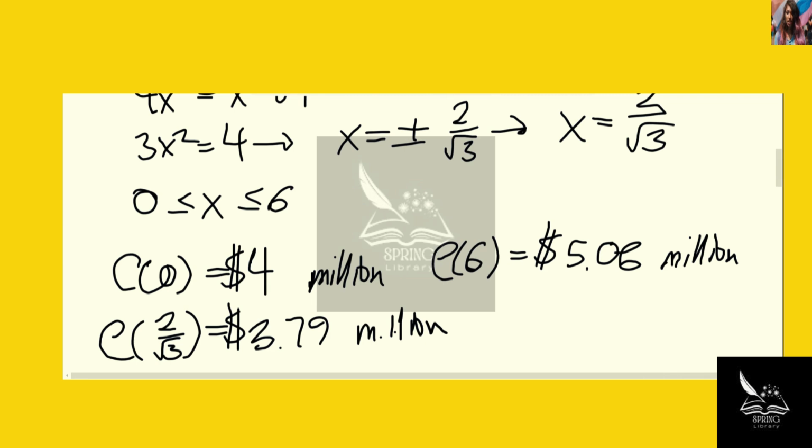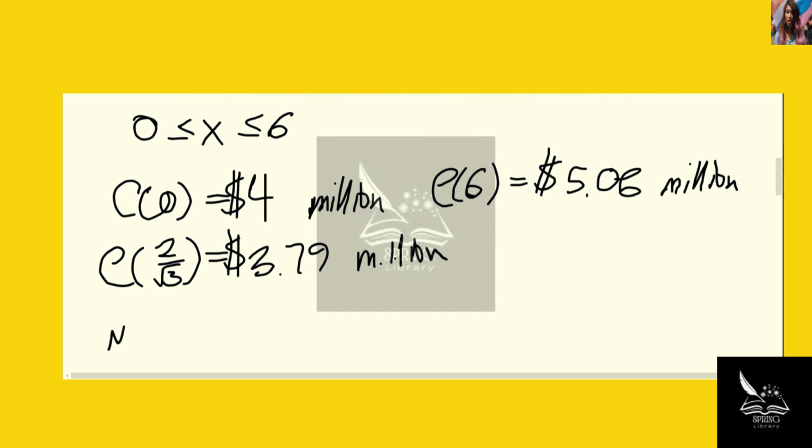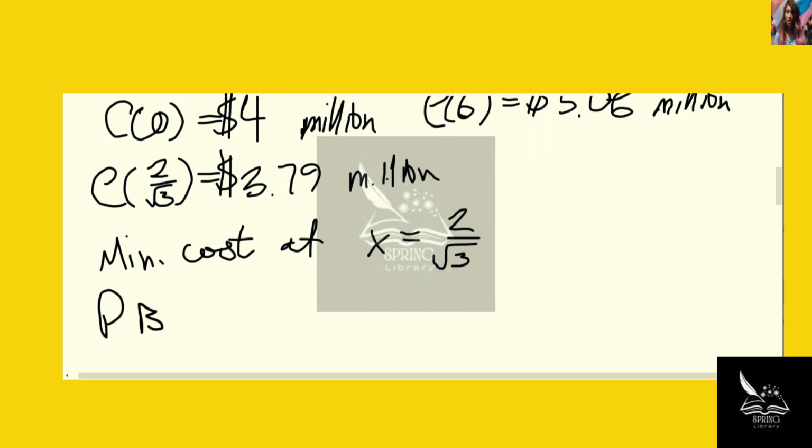So to minimize the cost, we should take x to be 2 over the square root of 3, and so the point P is 6 minus 2 over root 3, which is approximately 4.85, and this is in kilometers, from the refinery.